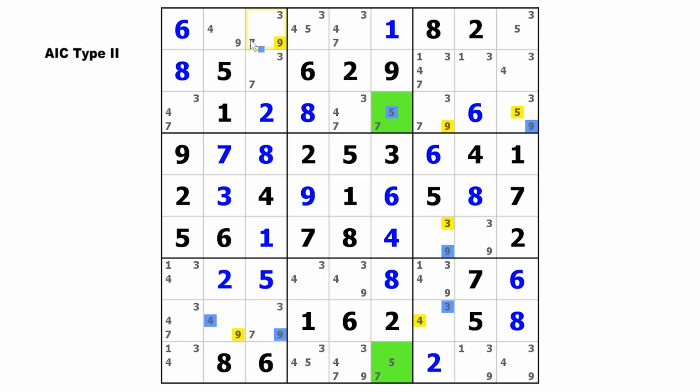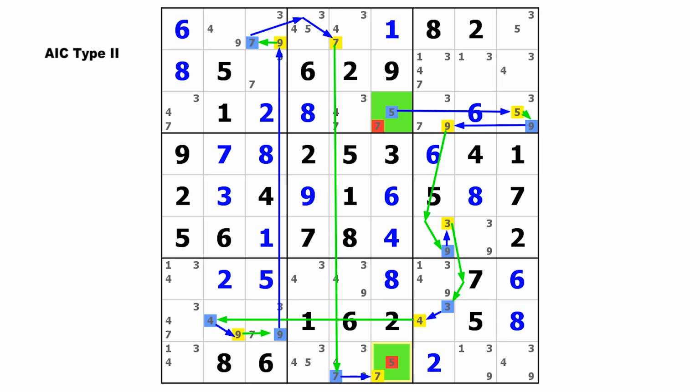We're going to make a weak link to this 7, a strong link to that 7, a weak link to that 7, and a strong link to that 7. So we know these two candidates must be false, which means we can enter the endpoint candidates into their cells as the solutions to those two cells. But let's go back and draw the chain. So there's the chain, and if you would like to examine it a little more closely, just stop the video. That way we can keep going. All right, let's go to the next one.